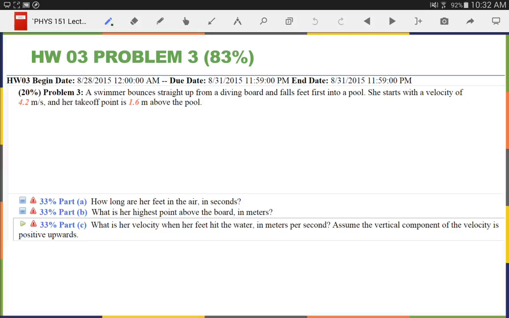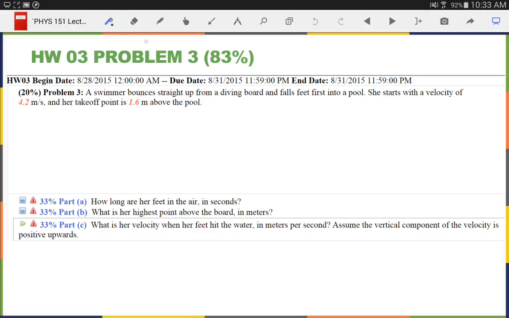So we start off, I have a swimmer who bounces straight up from a diving board and falls feet first into a pool. She starts with a velocity of 4.2 meters per second and her takeoff point is 1.6 meters above the pool. Now you notice those red numbers. Those numbers are different for different people, right? So I can't do my solution and then Reagan can't say, well, I'm just going to put in that number because he just did it, because you have different numbers. So what's the first thing that I've told you to do with the problem?